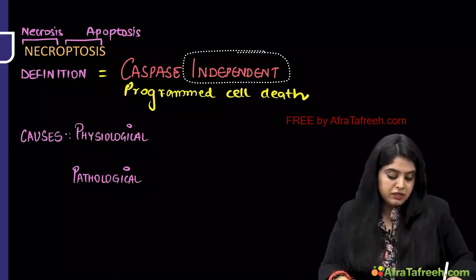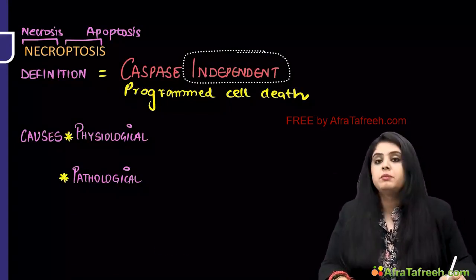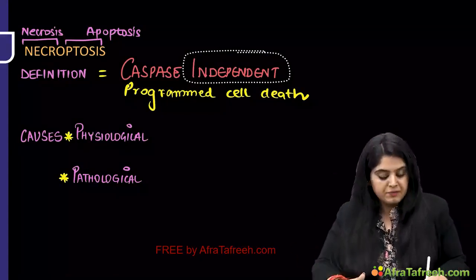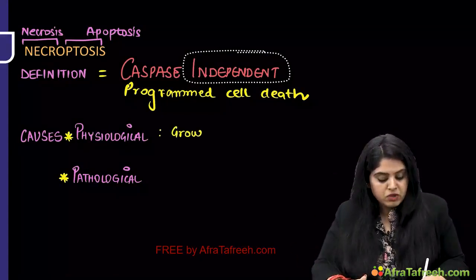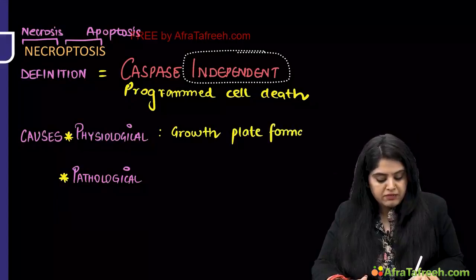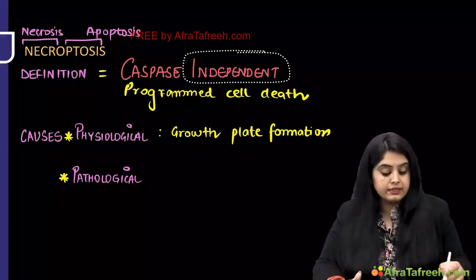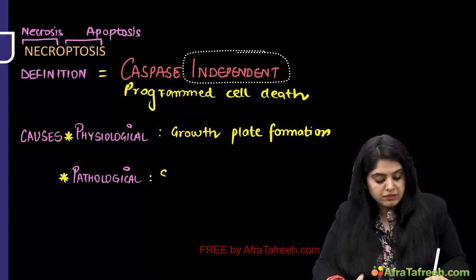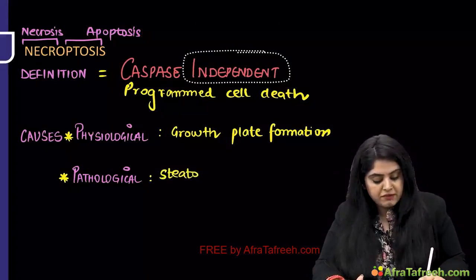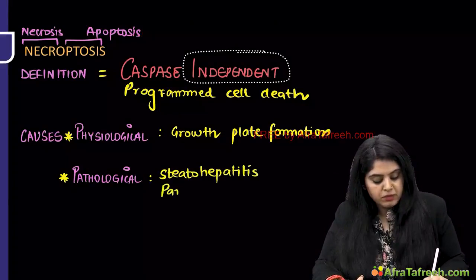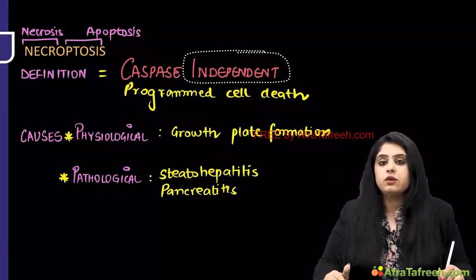What are the causes? This can also be physiological. This can also be pathological. Normal as well as diseased. So remember growth plate formation. When the growth plate of the body is forming, in growth plate formation, there is necroptosis, which is a normal growth plate. So the bones are going to form in everyone. It's a normal physiological thing. But in pathological, please remember, this is now being associated with fatty liver. Fatty liver means steatohepatitis. This is also being associated with pancreatitis. So these are the diseases in which necroptosis is occurring.